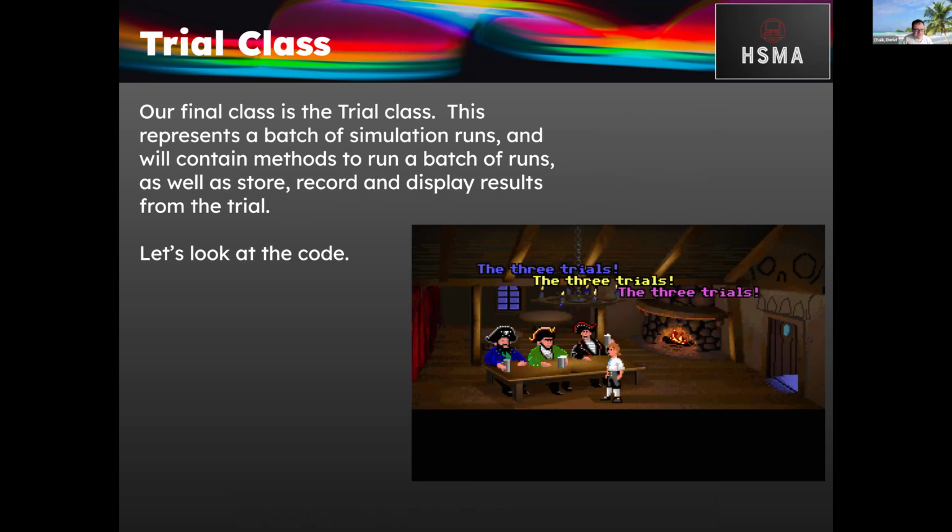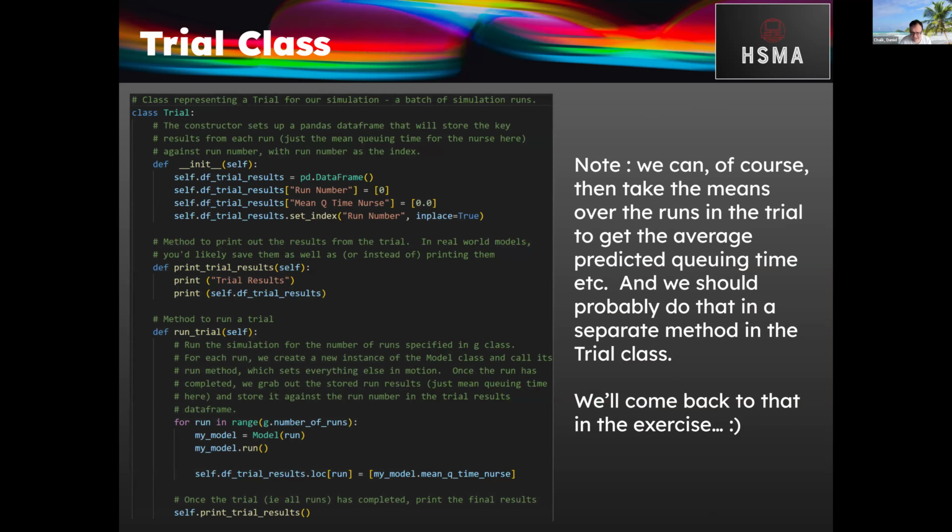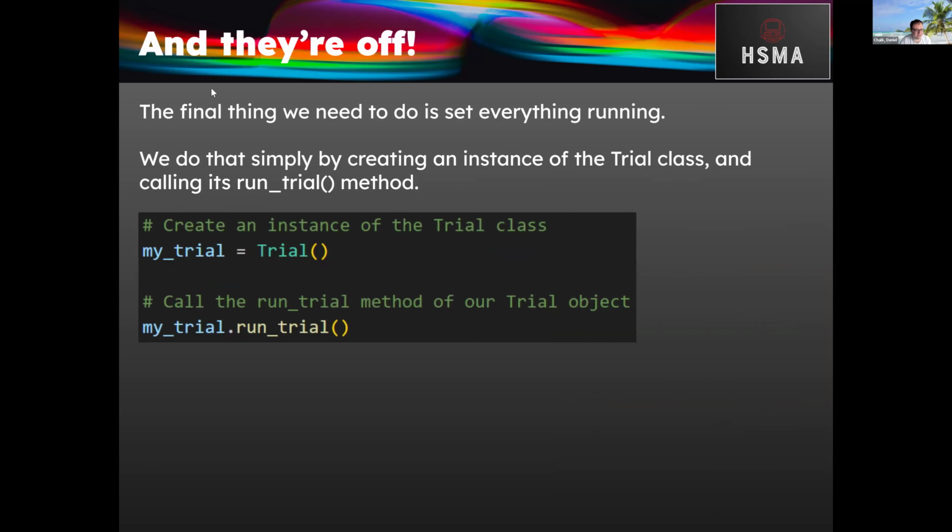There's one more class that we need, and that's the trial class. And the trial class, remember, just represents a batch of runs, because we don't want to run our model just once. We want to run it potentially hundreds of times. We're just going to run it 5 times here, but potentially hundreds or even thousands of times. So this trial class will contain methods to run a batch of runs, and it'll store and record and display results across that batch of runs. So let's have a look at the code. That is the whole thing.